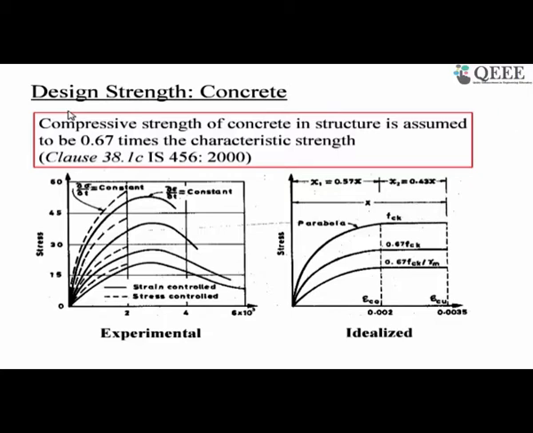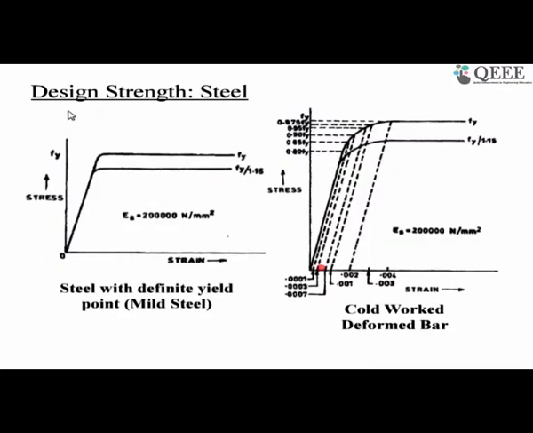Now next is the design strength for steel. Here we have given two different kinds of steel. One is called mild steel and the other is cold worked deformed bar or high yield strength bar. You can see that mild steel has a well defined yield point fy, but in this case we don't have any well defined yield point. So for the yield stress you take the stress at 0.2%, which is called proof stress.